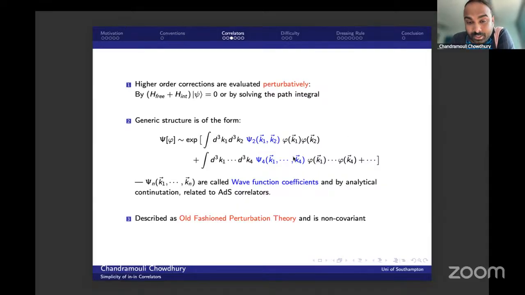These objects have a name. They're called the wave function coefficients. And if you were a person who's doing AdS/CFT, then this is exactly the one you compute from the AdS partition function. Sometimes this way of doing things is called old-fashioned perturbation theory, because you're sort of working with objects which are not covariant. And it's also not the most convenient way to compute the S matrix. But these are basically the objects which you would use if you wanted to compute expectation values.